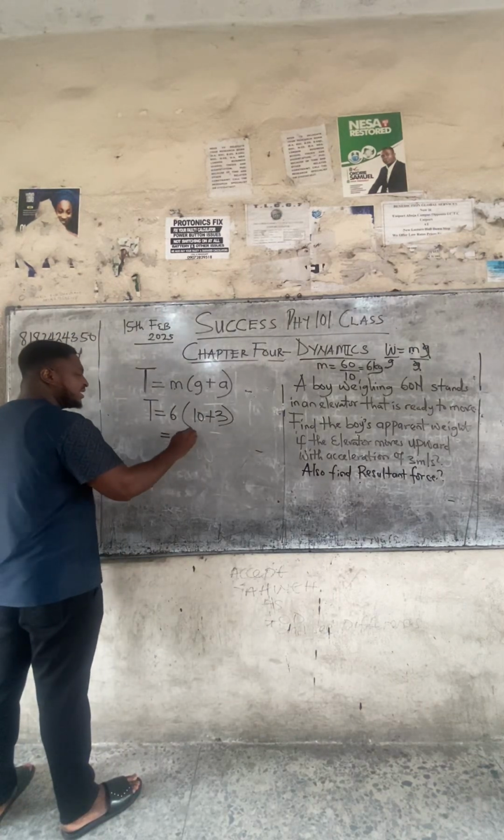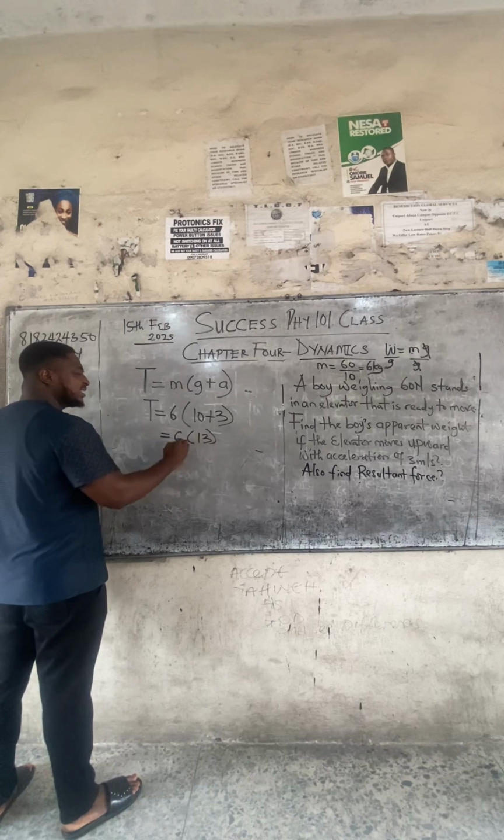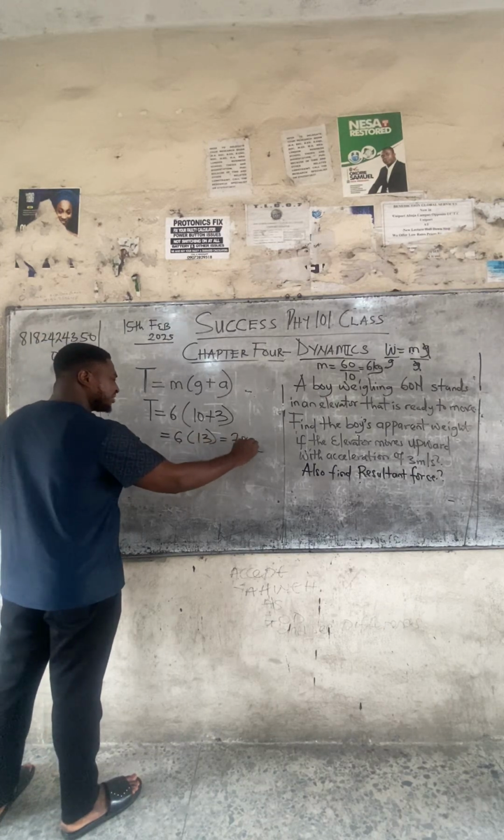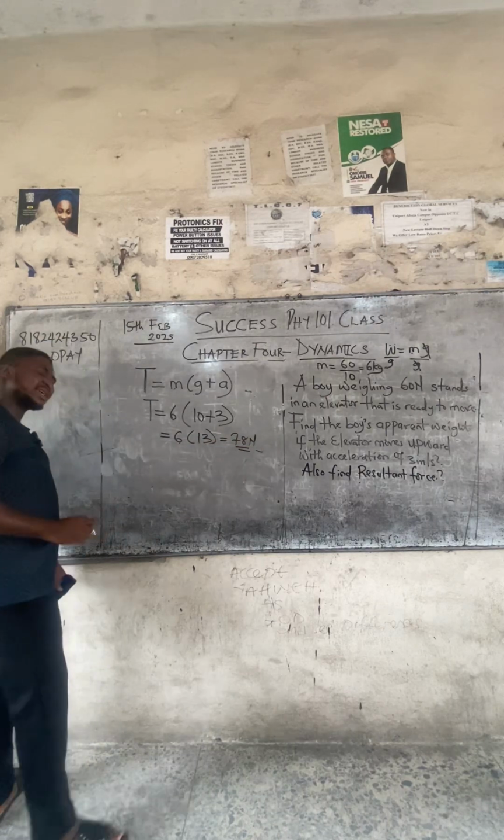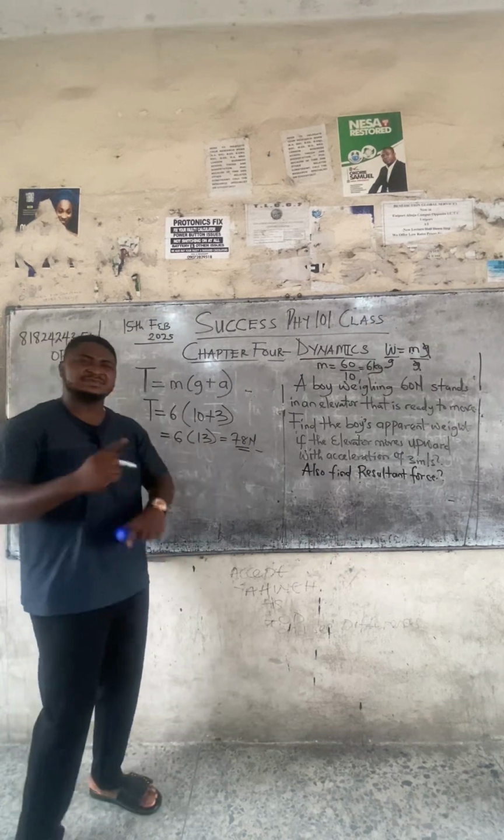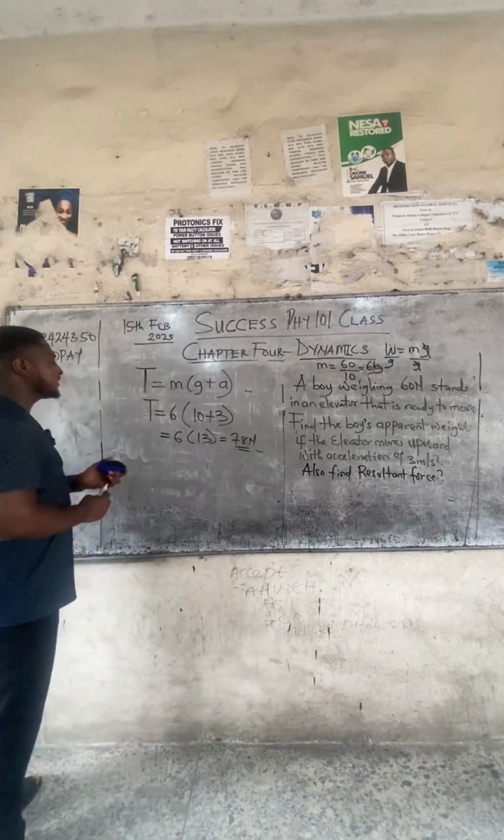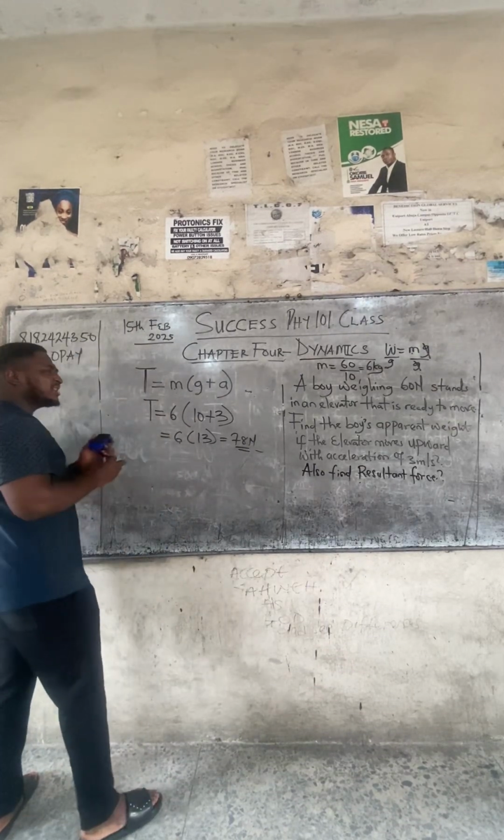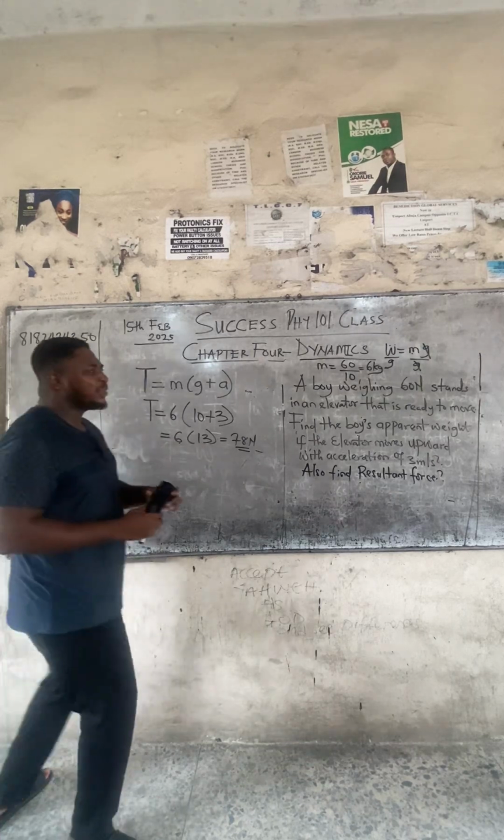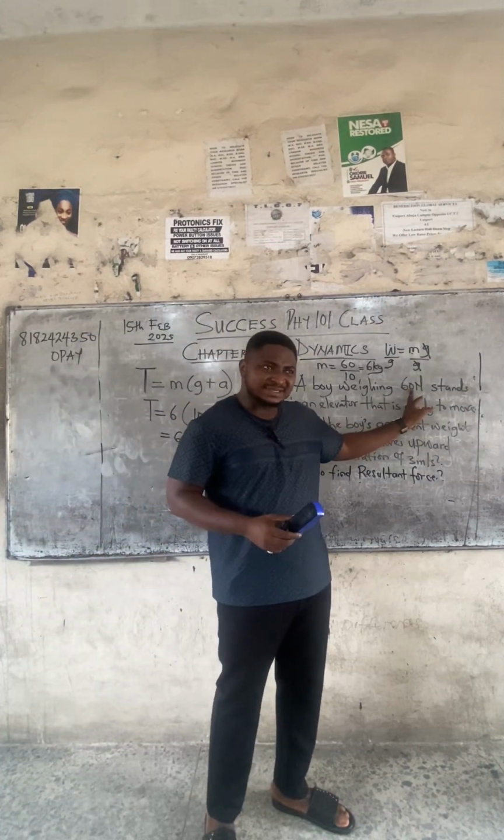This will be 6 times (10 plus 3), which is 13. 6 times 13 looks like 78. Someone should check. 6 times 3 is 18, 18 plus 60 is 78. So 78 Newton. Now, class, the tension in the lift is 78, but the weight of the boy is 60. Does it make sense?